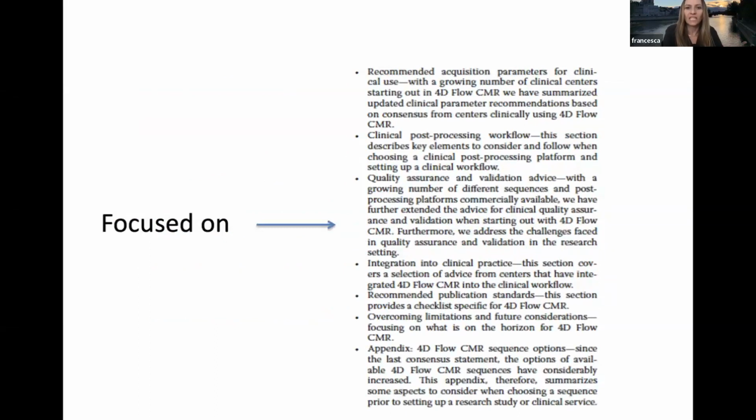We focused especially on recommending acquisition parameters, to really help the community in acquiring images. In the clinical post-processing workflow, we try to explain how to post-process images, and give some advice on quality assurance and validation, because of course you need to validate this technique in your hospital. Then we suggest how to integrate this technique into clinical practice and recommend some standards for publication of your results. We also published an appendix with more detailed information on all these topics.